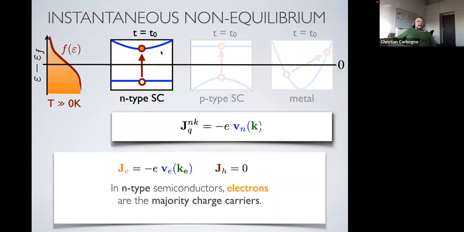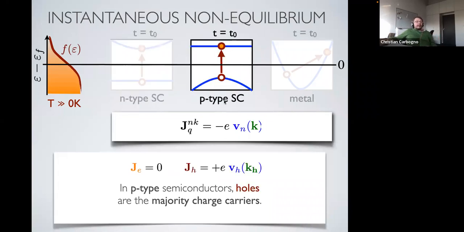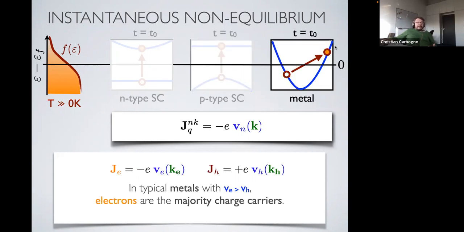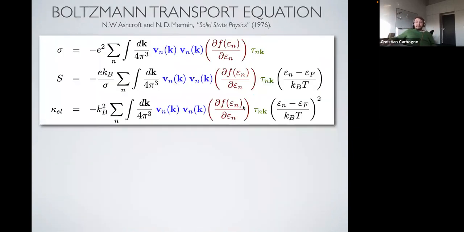Valence band is filled, so only the electron in the conduction band has an actual velocity, and so this is the main contribution. Conversely, we can have p-type semiconductors. Here, the holes in the valence band are the majority charge carriers, or we can have metals, and in most of these cases, we have electrons that are the majority charge carriers. And with that in mind, we can again set up Boltzmann transport-like equations for these different cases and get transport coefficients.